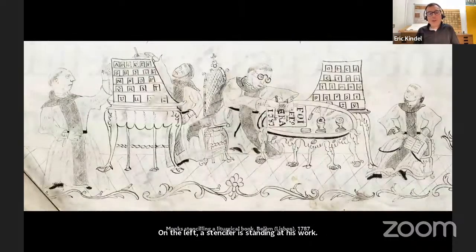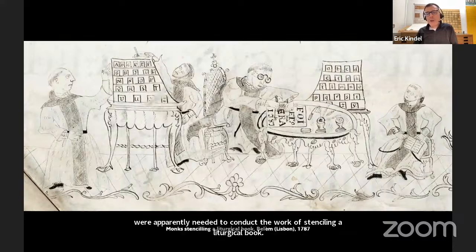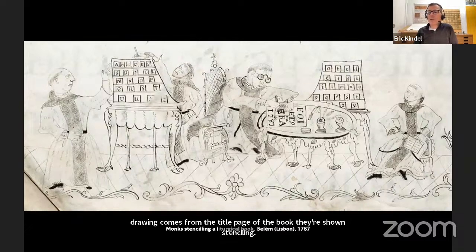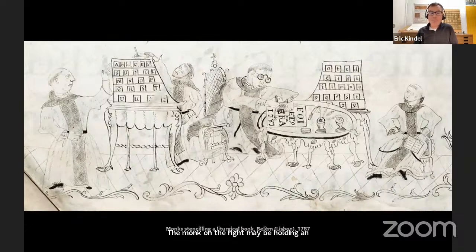And from secular Paris, we travel to monastic Belém, where 4 Hieronymite monks were apparently needed to conduct the work of stenciling a liturgical book. The drawing comes from the title page of the book they're shown stenciling. The monk on the right may be holding an exemplar from which the stenciled book is being copied, or possibly instructions for how to do the work.